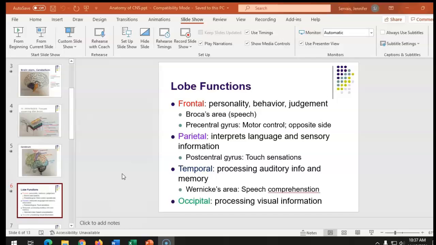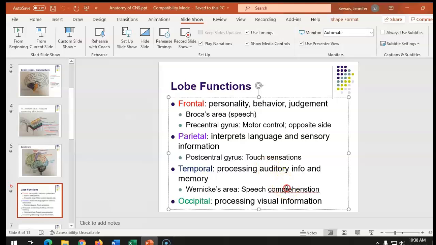So remember that there's a switch that occurs in the middle of the brain where the signals get crossed, so the right side of the brain is going to control the left side of the body. The parietal lobe is going to interpret language and sensory information. It includes the postcentral gyrus, which is going to play a role in touch sensation.